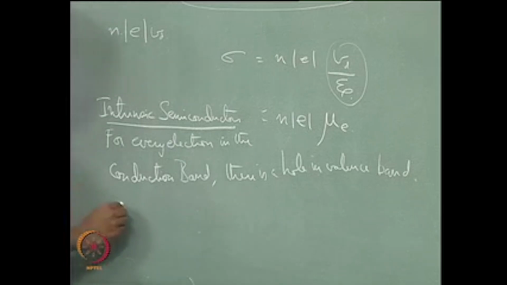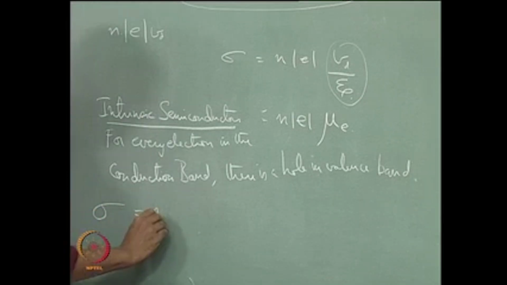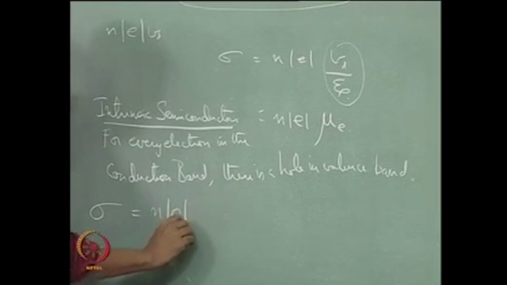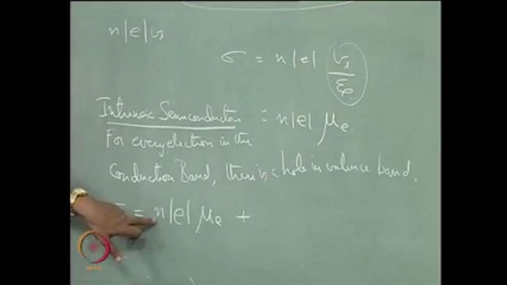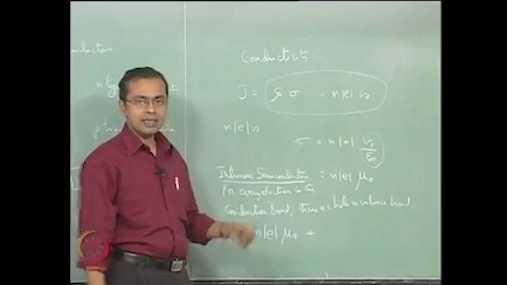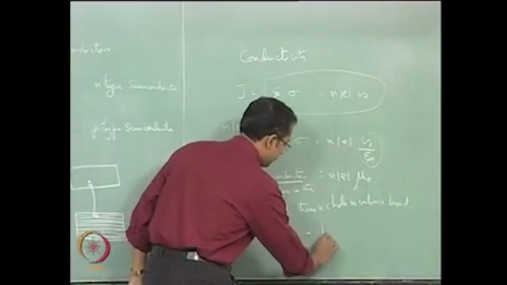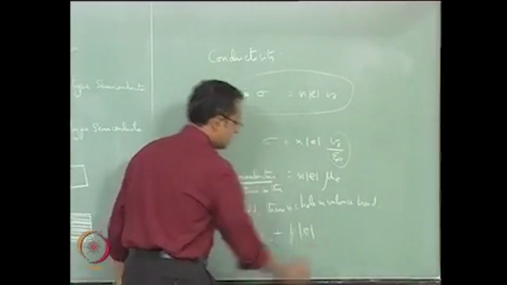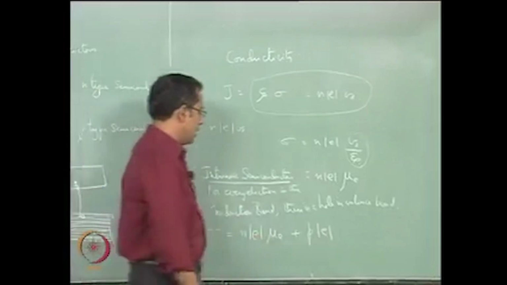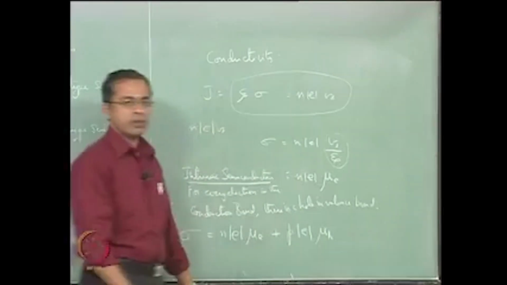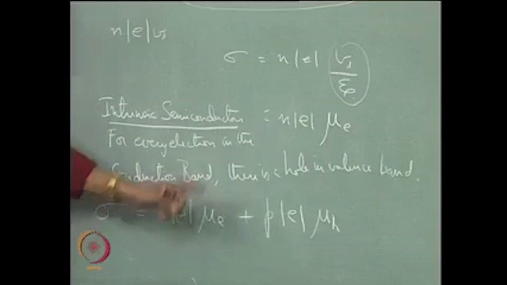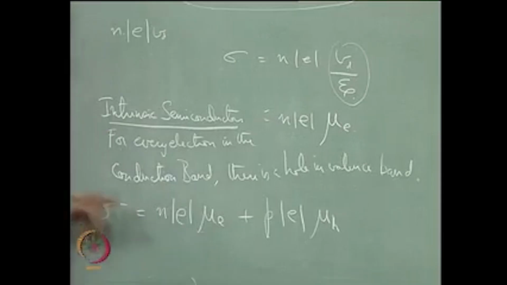So in fact for a semiconductor, the conductivity that we get is N times E times mu_e, plus, if n is the number of electrons per unit volume, we can designate the number of holes per unit volume using p, times the charge, which is again simply the charge of the electron, just an opposite charge, times the mobility of the hole. So we have n e mu_e plus p e mu_h, that is the conductivity of a semiconductor at a given temperature.